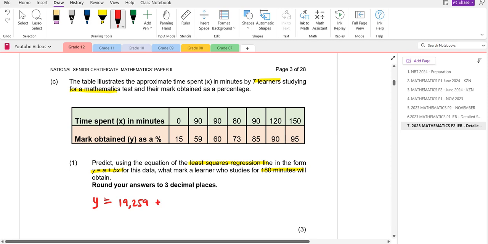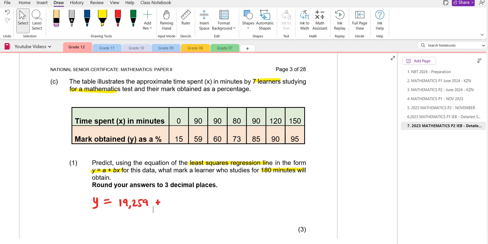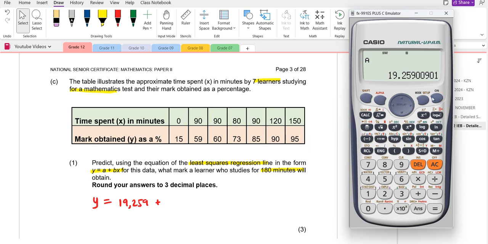plus. Why plus? Because all these values are increasing. As you study more, you obtain a higher mark. So to solve the value of b, that's the reason why I wrote down positive, because I can see a positive slope. Go shift 1 and go to regression, option number 5, and select option number 2. We're getting an answer of 0.552.